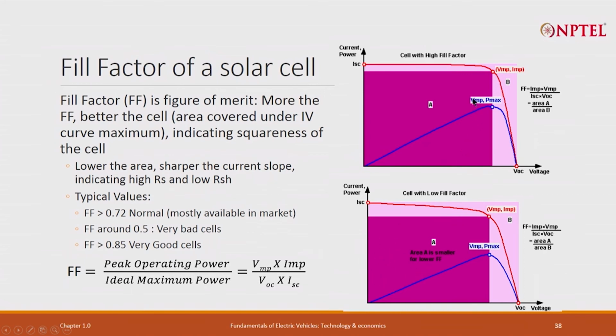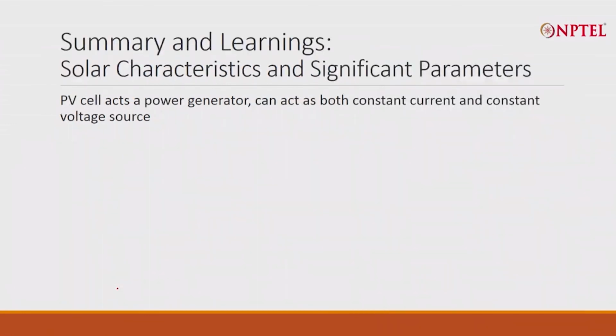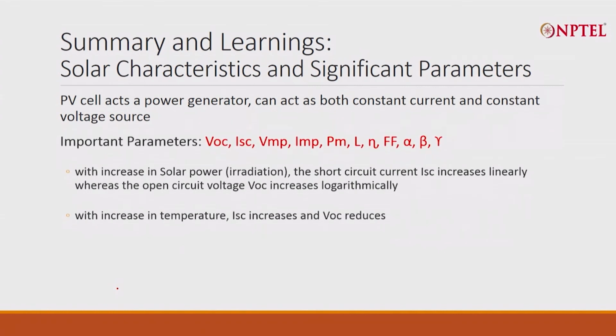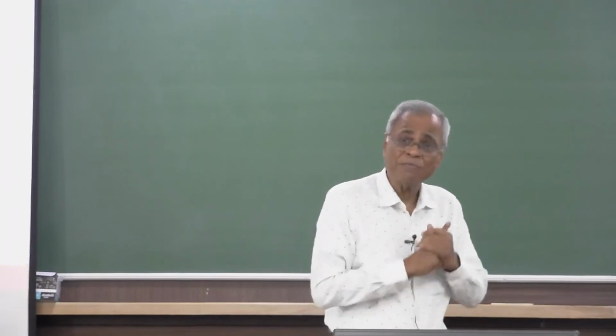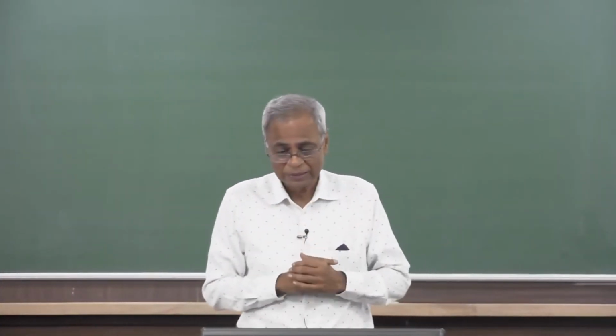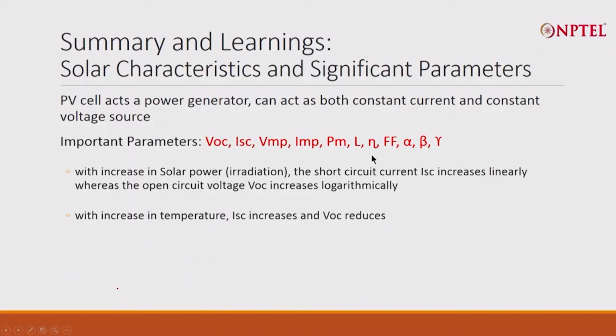Normally, fill factors of 0.85 are very good cells. Now, why am I pointing this out? Very often people buy cells with good efficiency but poor fill factor. If you look at solar panels, there are a lot of different parameters: open circuit voltage, short circuit current, maximum power voltage, maximum current, maximum power at the maximum power point, the efficiency, fill factor, alpha, beta, gamma.